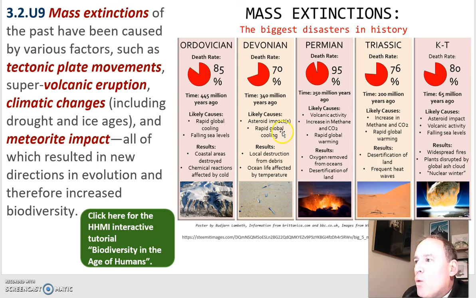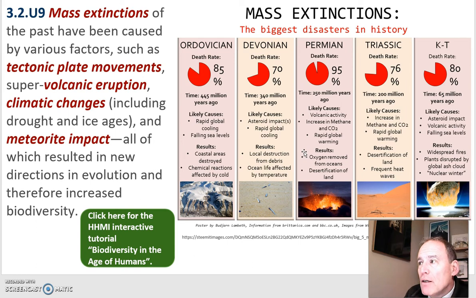In the Permian, we can see that the likely cause was volcanic activity. There's an increase in methane and CO2, which is going to cause rapid global warming, and the results are that oxygen will be removed from oceans, which is a problem. In addition, there'll be desertification of the land, and that caused massive death rates there.